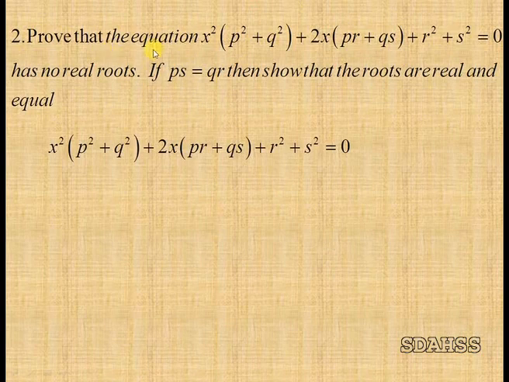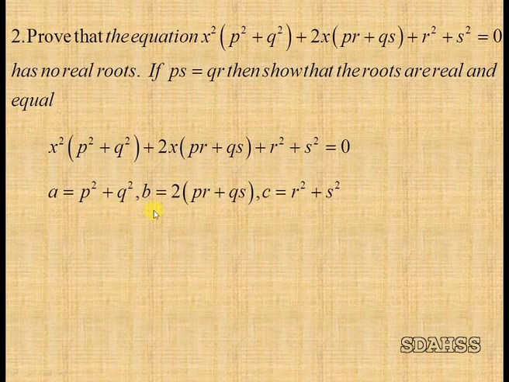So here, first we want to prove that the equation has no real roots. For that, consider the given equation: x square into p square plus q square, plus 2x into pr plus qs, plus r square plus s square is equal to 0. The equation is in the form of ax square plus bx plus c is equal to 0. So a is equal to p square plus q square, b is equal to 2 into pr plus qs, c is equal to r square plus s square.